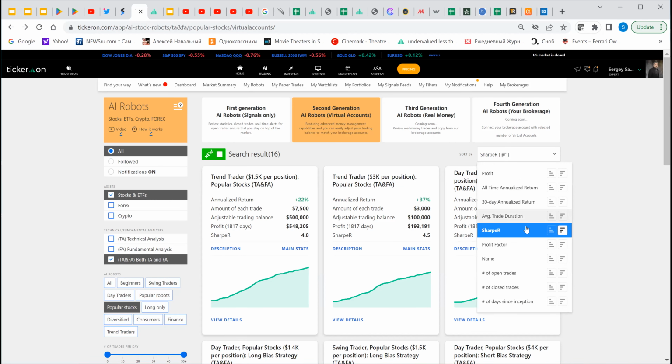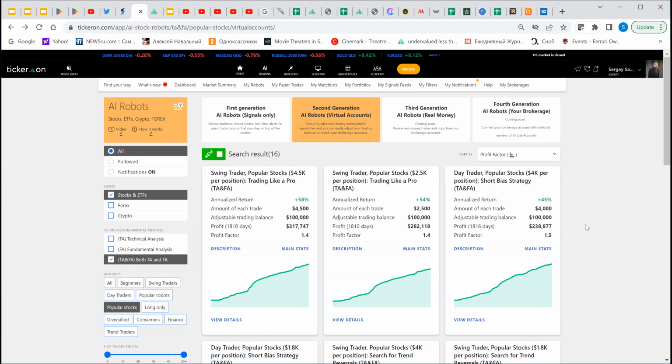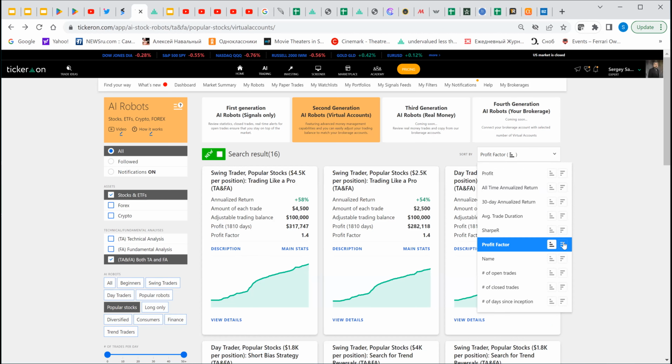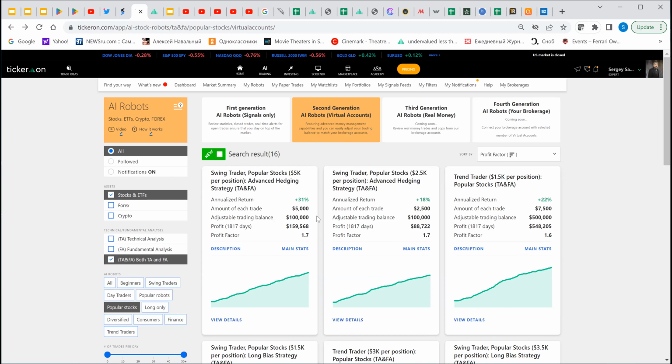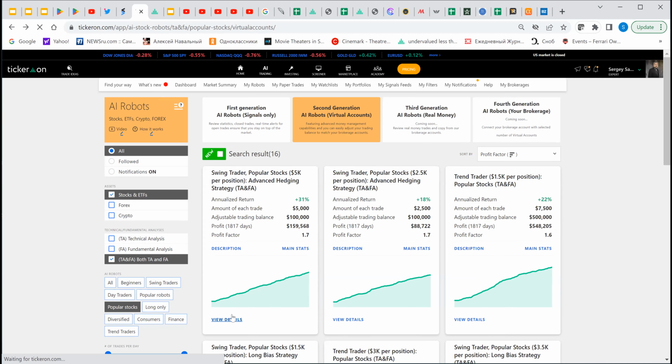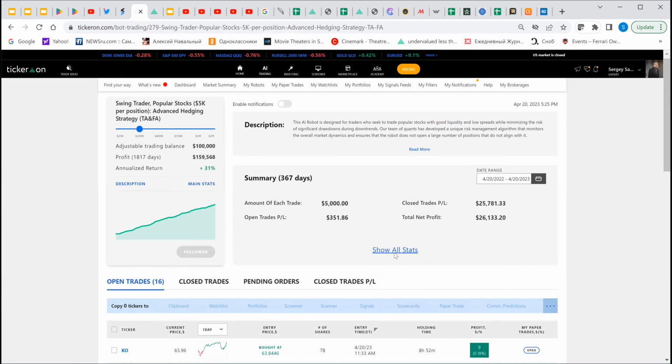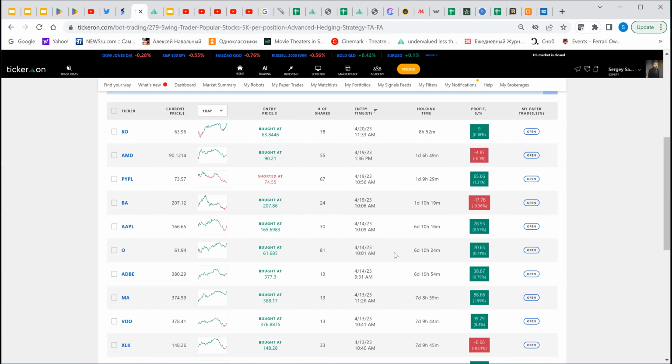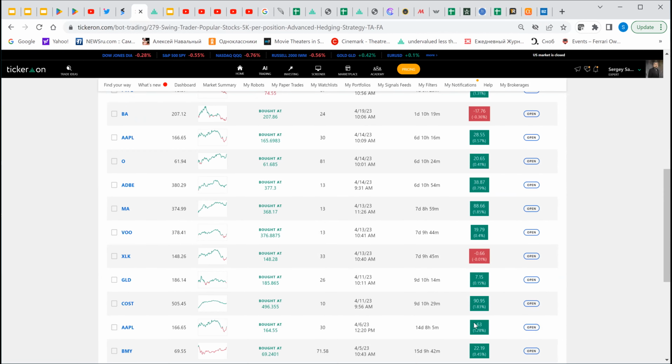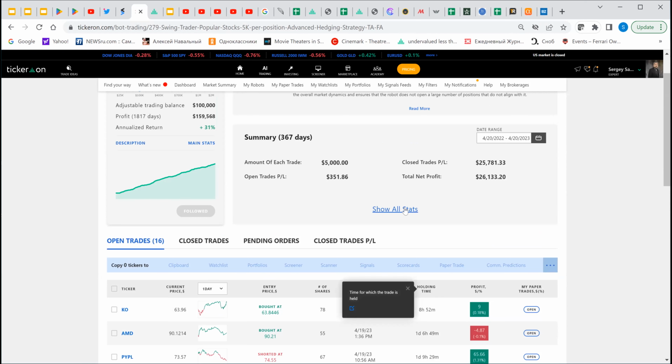So let's sort by profit factor. Yeah, so that's how I would find the best ones. Swing trader, popular stocks, view details. That's how I would do that. I would sort by profit factor and look at the trades. Not bad, kind of sitting in different positions. And this is green. It's not bad. It's pretty good, actually.